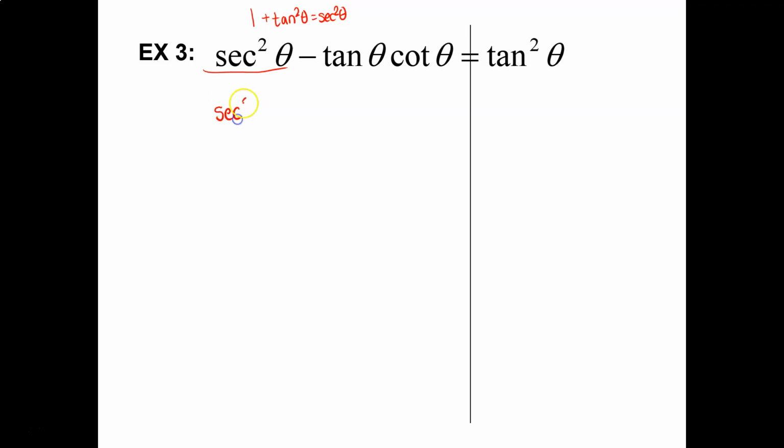I'm going to do secant squared theta minus sine theta over cosine theta times cosine theta over sine theta. And this is actually a place where if you did cotangent is 1 over tangent, it would work the same way. What's going to happen here is this sine can cancel with this sine, and this cosine can cancel with this cosine. And what happens when everything cancels out like that? What do you have? 1. So now I have secant squared theta minus 1.